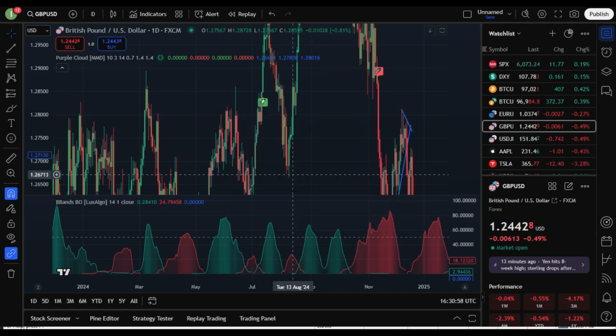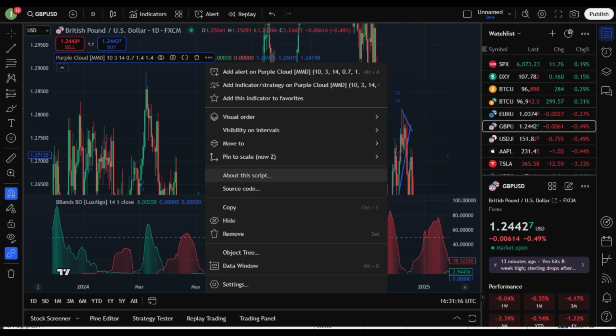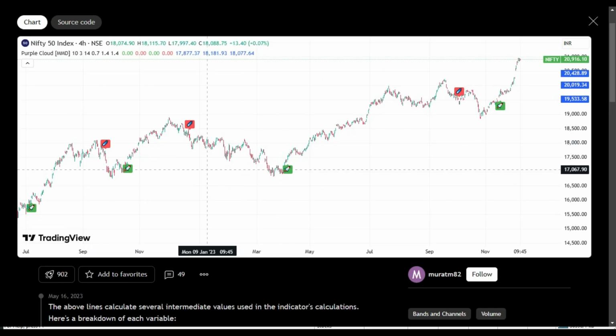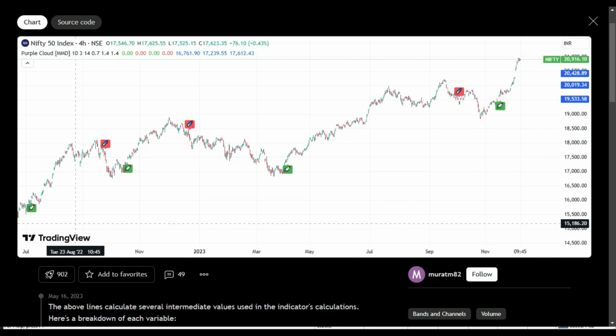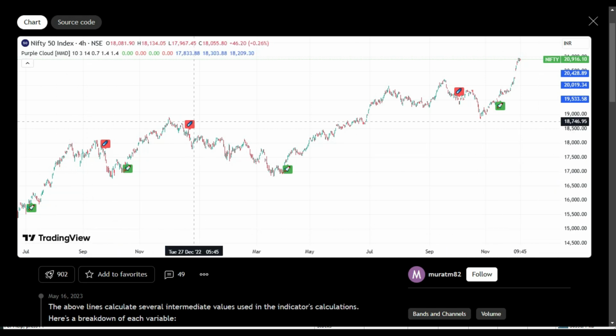So let me begin from the start. First, let me talk about the strategy of this indicator. Let me go to the About this script section. You can see an example for the Nifty 50 index, described here on a 4-hour chart. As you can see, from the middle of 2022 up to now, we had 1, 2, 3, 4, 5, 6, 7 signals. So for 2.5 years on a 4-hour chart, only a few signals. Every signal was really good.